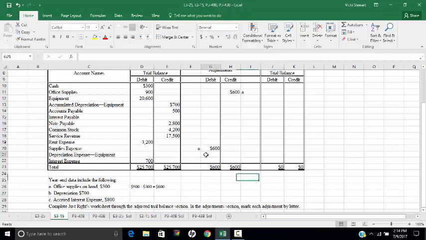The next entry says that we have depreciation of $700. So we're going to debit our depreciation for $700. And then we're going to credit our accumulated depreciation for $700. And mark both of those with a B.